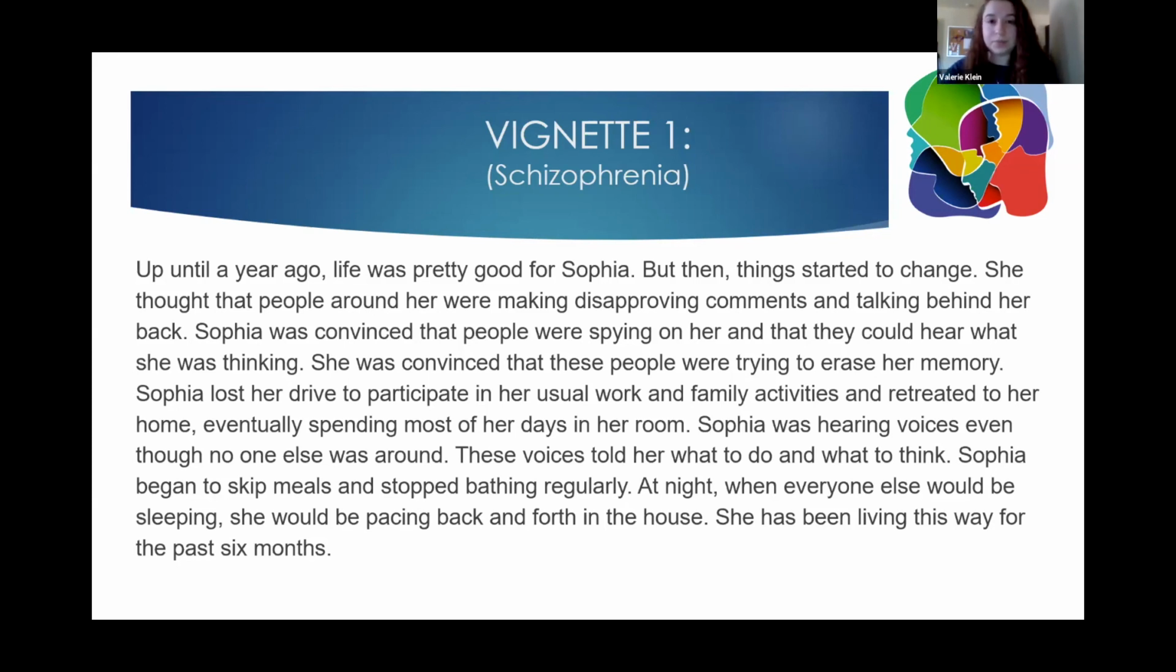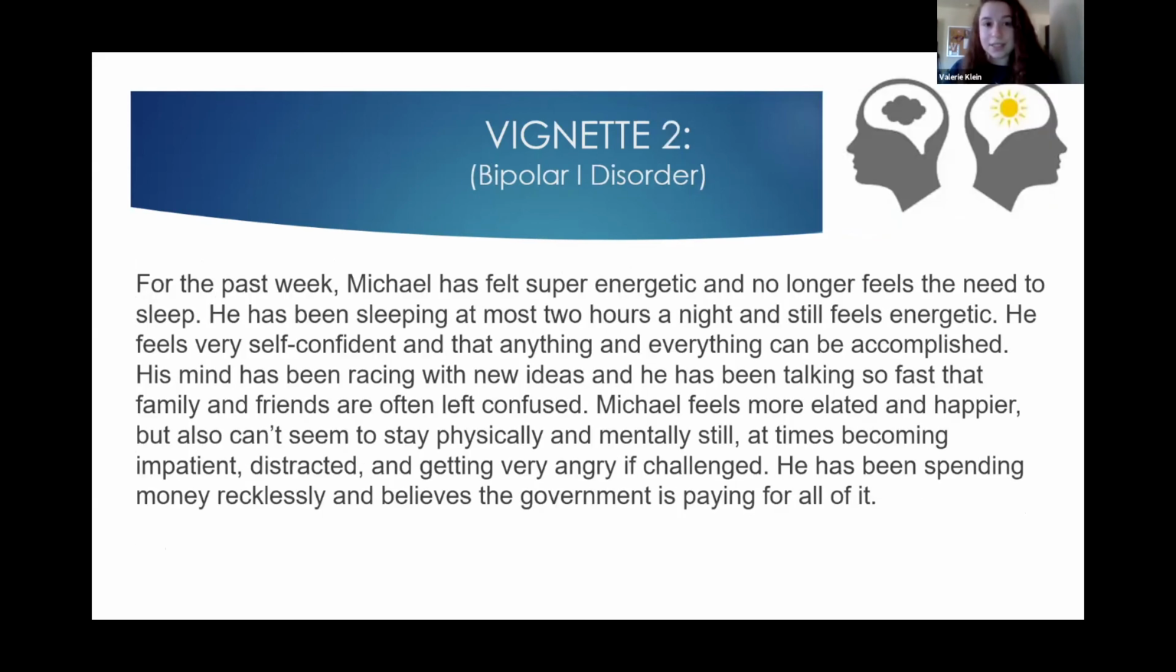6 months. Our second vignette depicted Michael with bipolar 1 disorder, and some of the symptoms he exhibited were that he had no need to sleep. He was very racing in his thoughts and elated in his physical behavior. He became angry if challenged and was also spending money recklessly and believed that the government was paying for it.